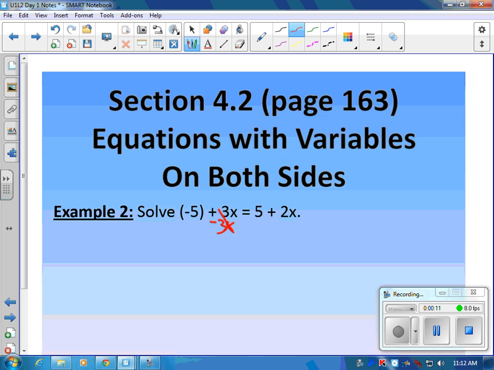So we just want to remember our ultimate goal is to get the variable by itself. So we are trying to somehow end up with the variable x by itself. We are still using those inverse operations to solve. Now we just see a variable on both sides of the equal sign where we only had it on one side before.